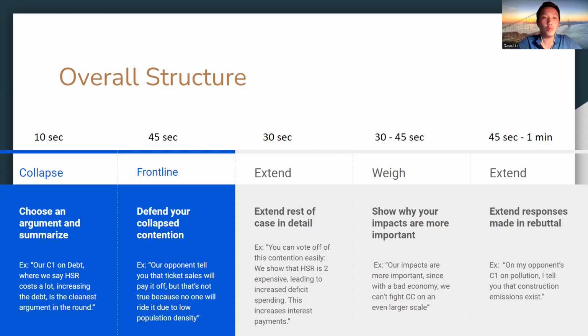So for an example, one way I could start a summary is saying, at the end of the day, the most important argument is our argument on debt. That would be essentially collapsing, and the judge knows that at the end of the day, the argument that you're going to be going for is a debt argument.